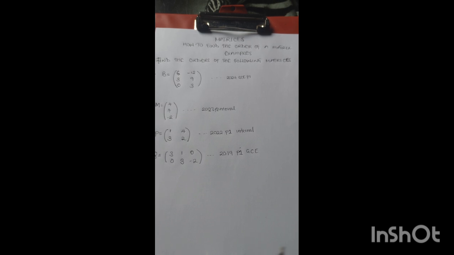With me here, I have examples straight from past papers: 2024 GCE, 2023, 2022, and 2019. So how do we get the order of a matrix? To get the order of a matrix, you should be able to identify rows and columns.